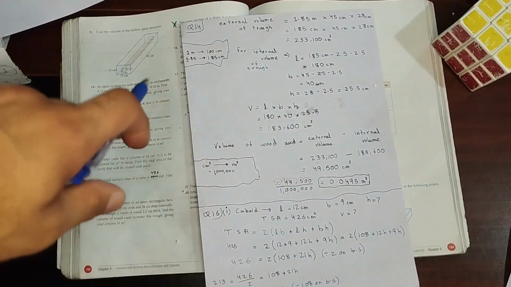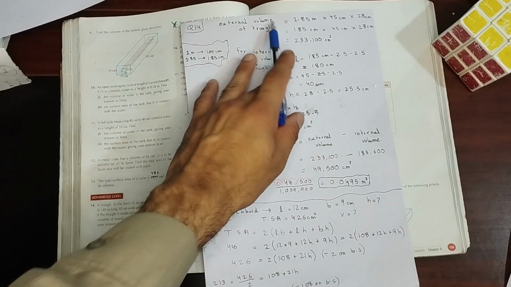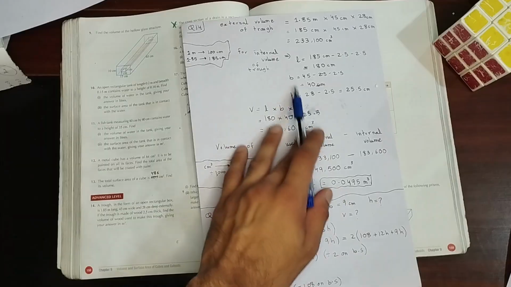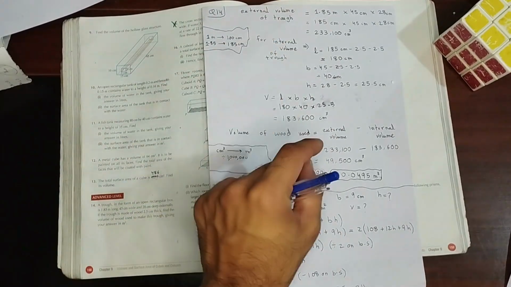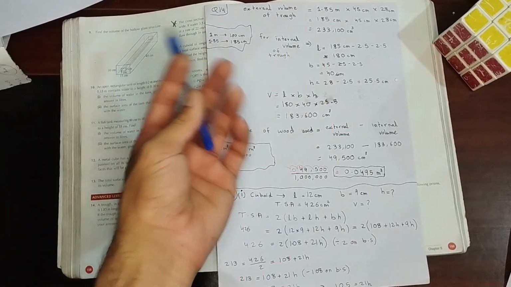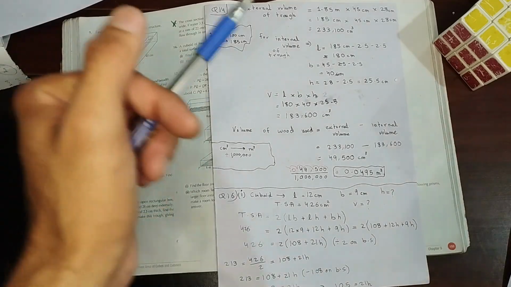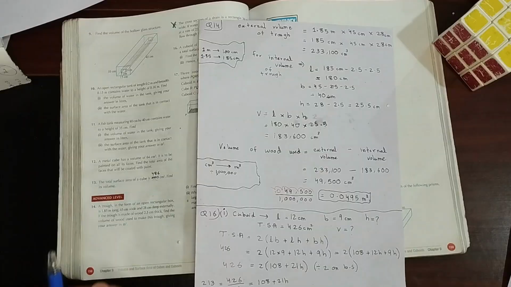So we have found the internal dimensions. What are we going to do? We're going to multiply them to find the internal volume. We found the external volume. Now we're going to find the internal volume of the trough. And then we're going to subtract the internal from the external. That will leave us with the wood that is used to make the trough. The rest of it is very similar to what we did in question number 8. As long as you understand question number 8, then you understand this question as well. If you understand this question, then you understand question number 8 as well.